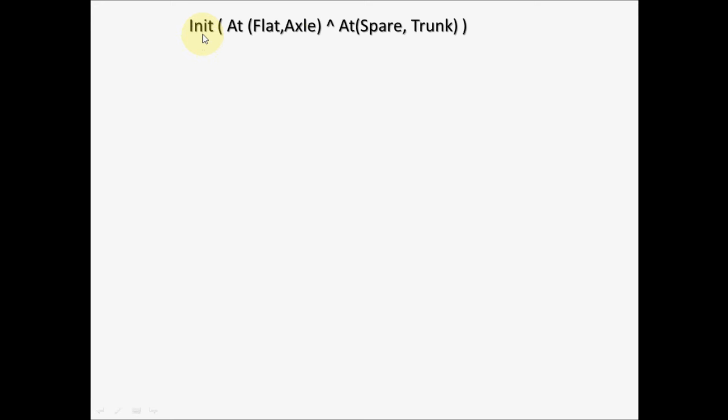Now the goal state. To specify the goal state there is a keyword called goal. Now what is the goal state? They have specified that the goal of the problem is that the spare tire should be fixed at the axle. Okay, so this is how the initial and goal state have to be represented. So the first 2 lines of the STRIPS representation will have the initial state written like this and the goal state written like this. Now how to write the action?